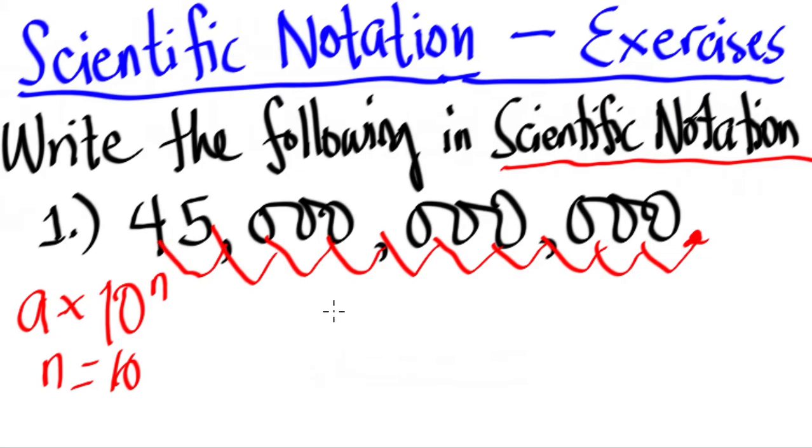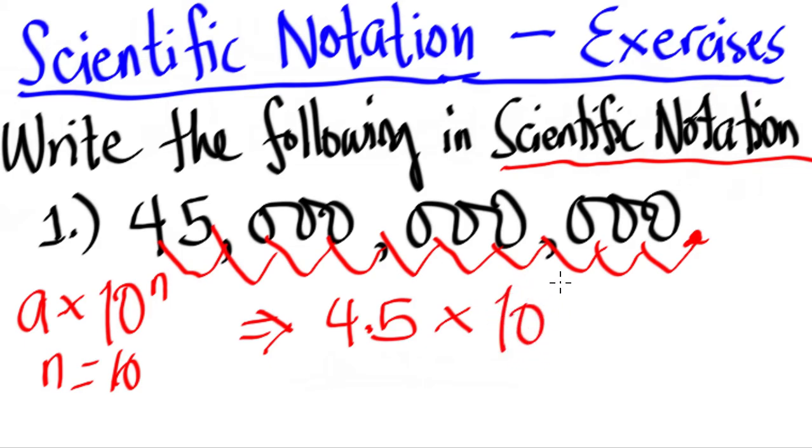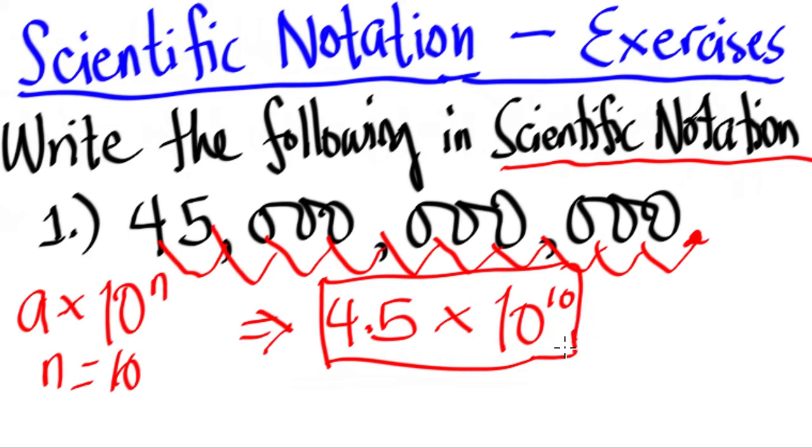So we have 4.5 times 10 raised to 10. This is the scientific notation of how to write 45 billion. Again, 1, 2, 3, 4, 5, 6, 7, 8, 9, 10. This is positive because it's going to the left. So this is our answer for number 1.